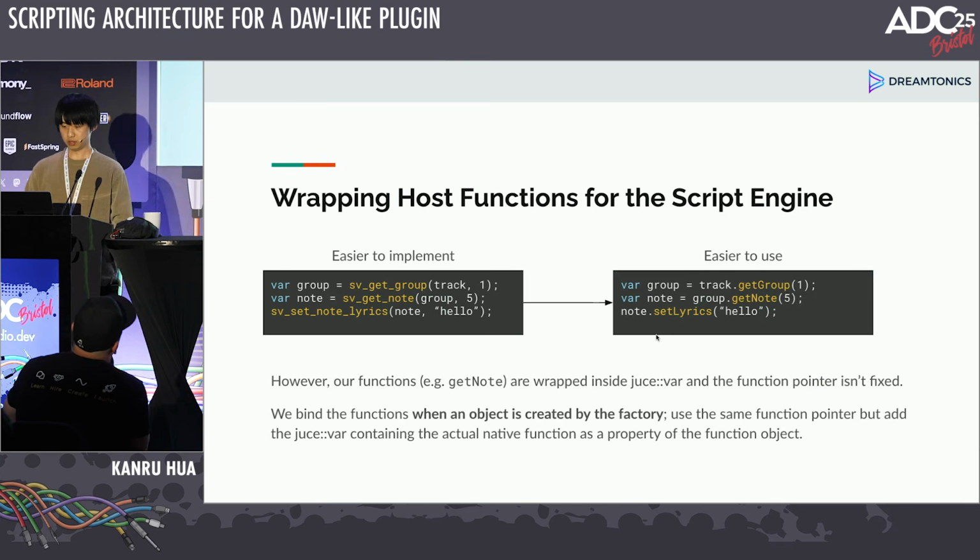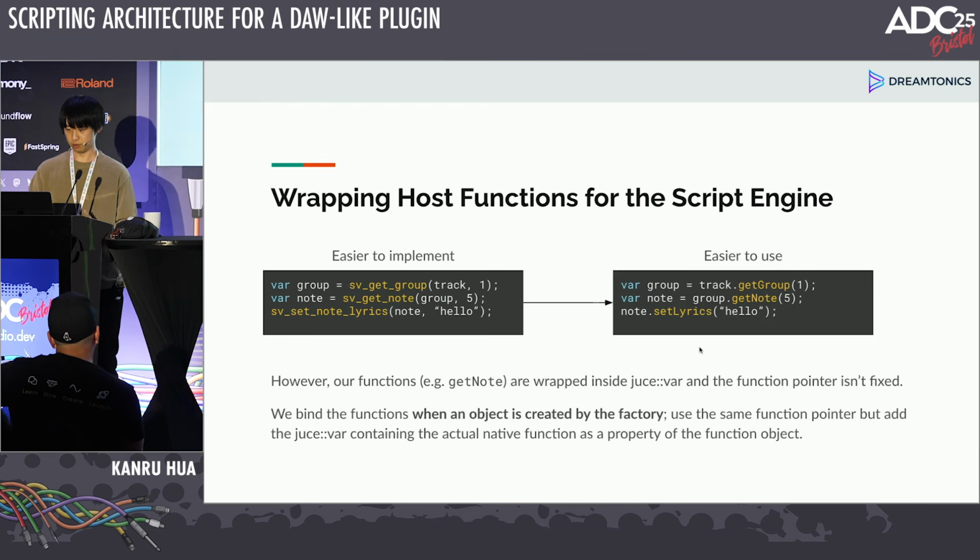So the question here is, since we earlier talked about we're wrapping everything inside juce::var, and inside of juce::var, obviously the function pointer isn't unique, it's dynamically allocated. So how do you actually bind that with the JavaScript engine? So what we do is we actually have a global function bound, and that function's sole purpose is basically to grab the function pointer from the script object, and also get the calling object, and then dispatch that into the relevant function that you actually want to call inside the host.